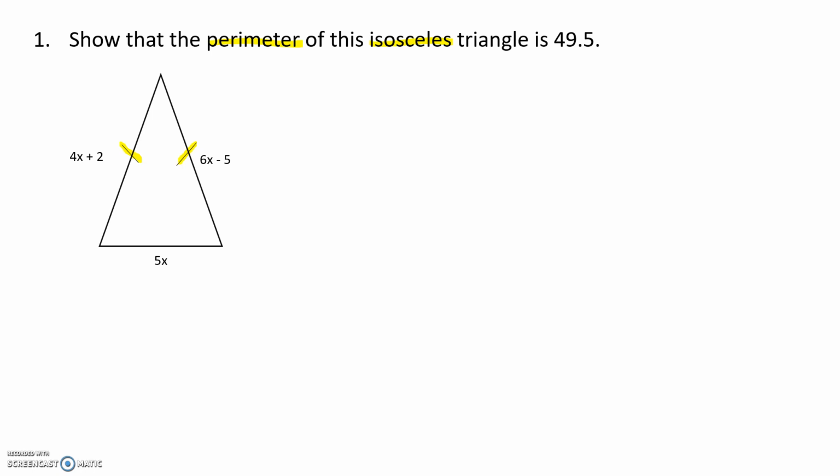Okay, because we know that 4x plus 2 must be equal to 6x minus 5. And we've only got x's in that equation, so it looks like we should be able to solve for x. So I'm going to take away 4x from both sides, I think. It's going to give me 2 equals 2x minus 5. And then I'm going to add 5 to both sides. It's going to give me 7 equals 2x. So if 7 is equal to 2x, if we divide both sides by 2, we're going to get x equals 3.5. Okay, so x is 3.5.